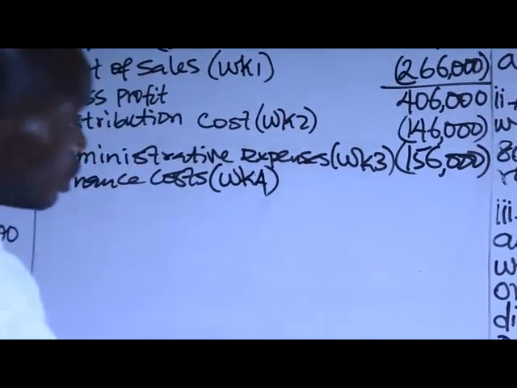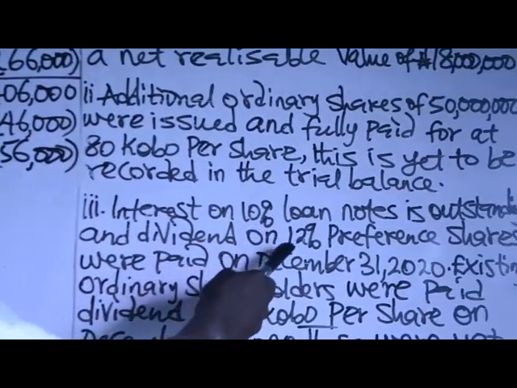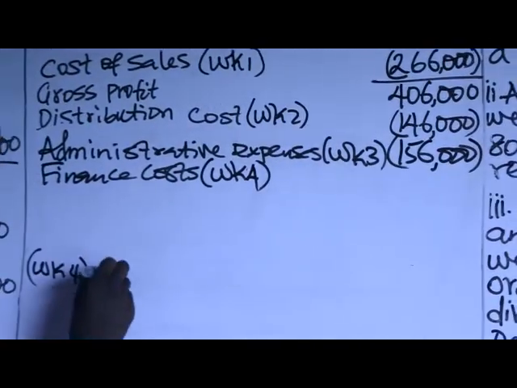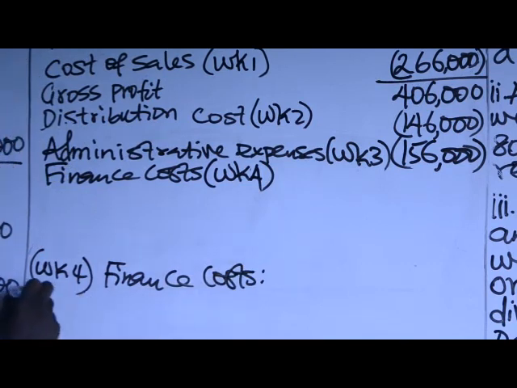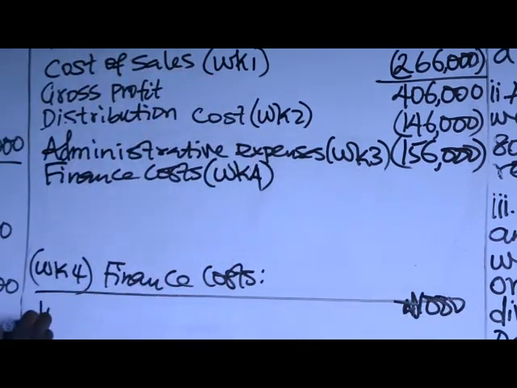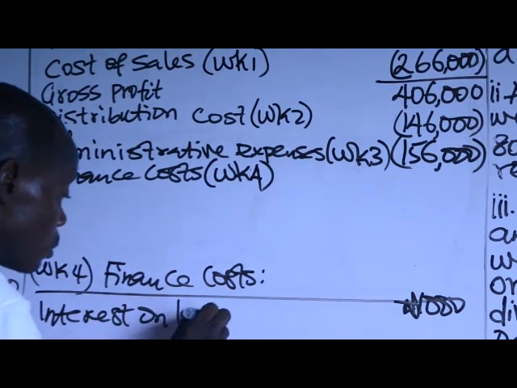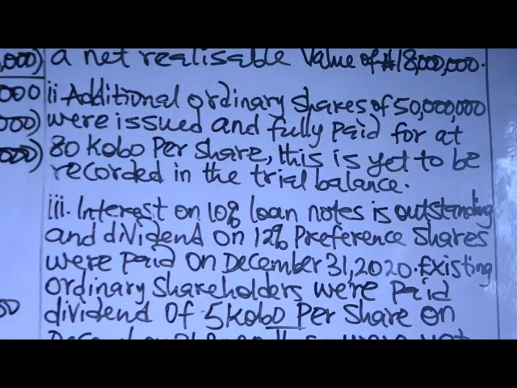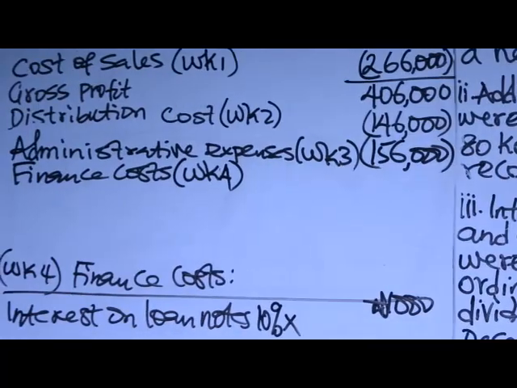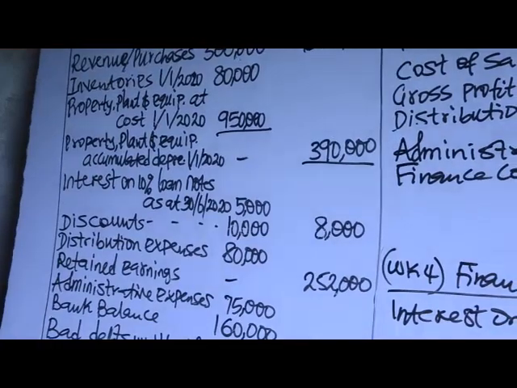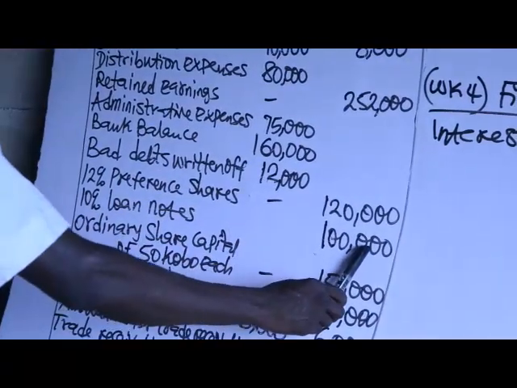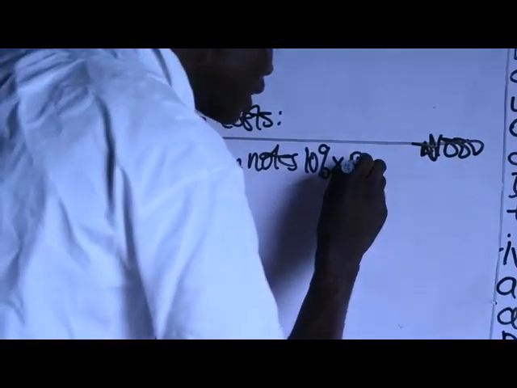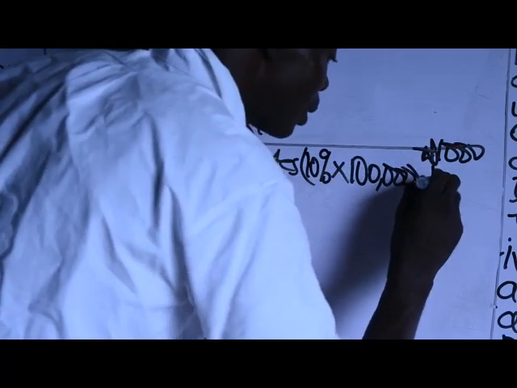Now, back to the note. Note 3. Interest on loan notes is outstanding. Then we have note 4. We have finance cost. We have interest on loan notes. You were told interest on 10% loan notes is outstanding. Back to the trial balance. We have 10% loan notes, and that is 100,000. 10% of 100,000 will give us 10,000. The interest on loan notes is 10,000.